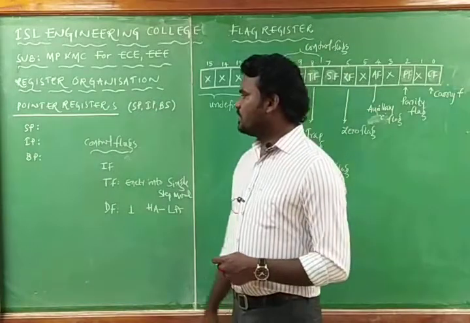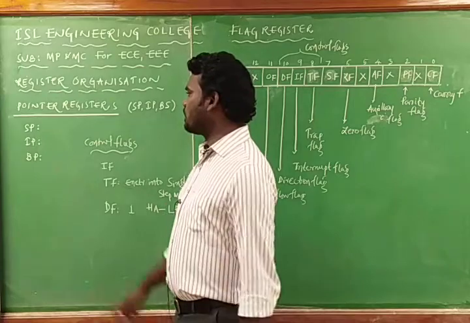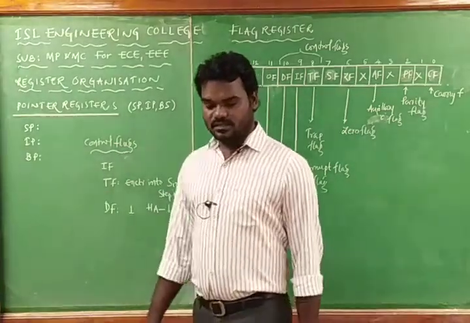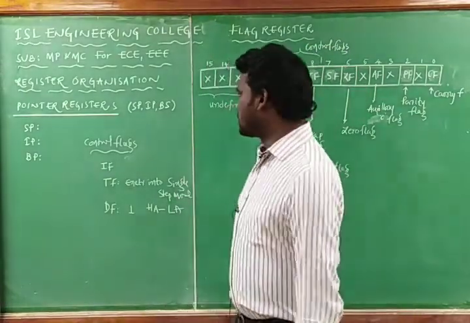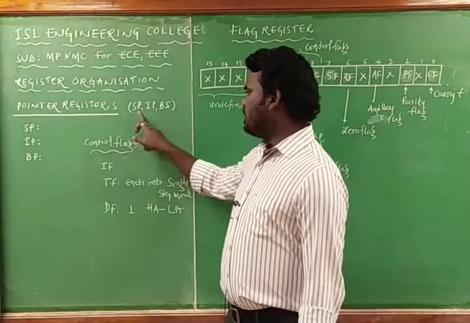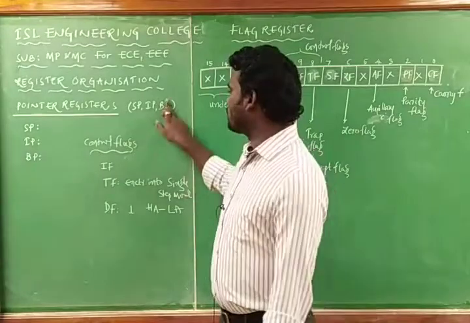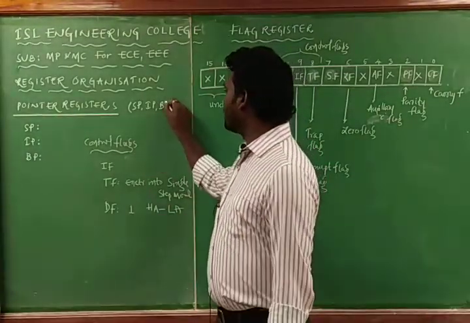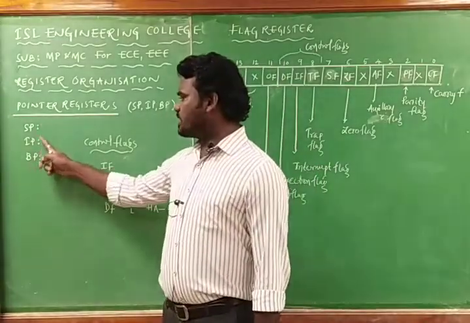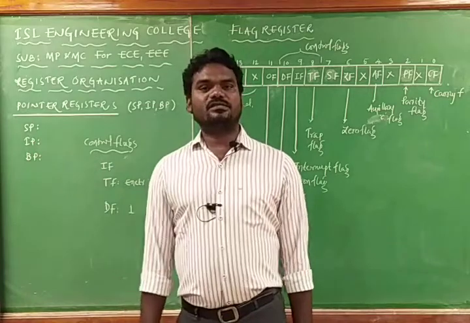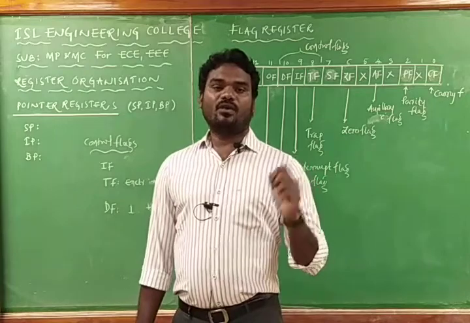Then coming to the 4th type of registers in the register organization of the 8086 microprocessor, that is called pointer registers. There are 3 registers in the pointer registers. First one is the stack pointer register, then the instruction pointer register, and the next one is the base pointer register. All these combinedly are named as pointer registers. The stack pointer register and instruction pointer register are used to hold the offset address of a memory location.